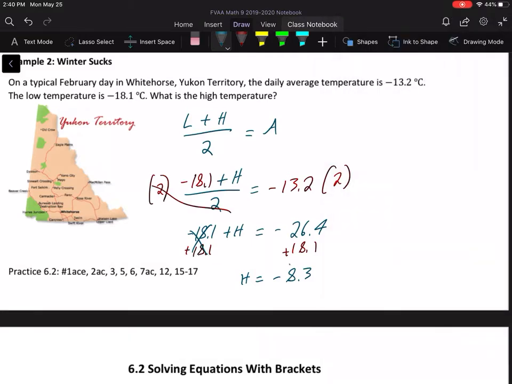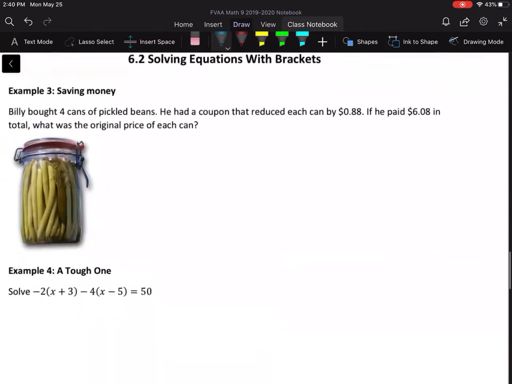The balmy 8.3 degrees for all those in Yukon. And so it's cold. It's cold. And it's February, so it's supposed to be cold in Yukon in February. It makes sense. All right.